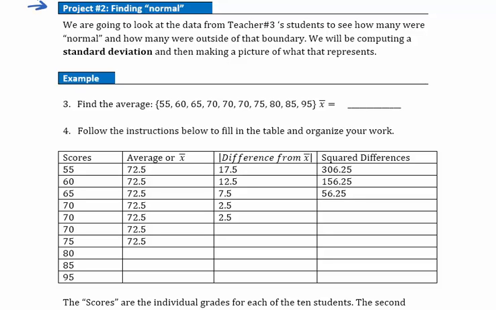Let's take a look at our second project here now. We're going to look at the data from Teacher 3 students to see how many were normal and how many were outside of that boundary. We will be computing a standard deviation and then making a picture of what that represents. Let's take a look at this example now. And again, I think we can answer some of these questions as we go. Find the average of this set of data. So go ahead now, pause your video player, and let's find that average.